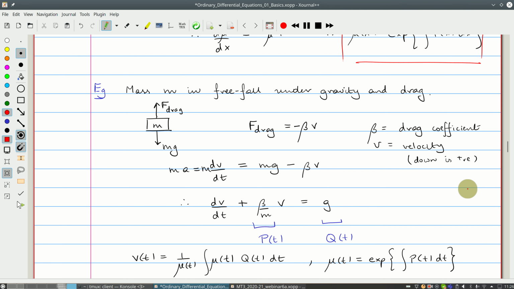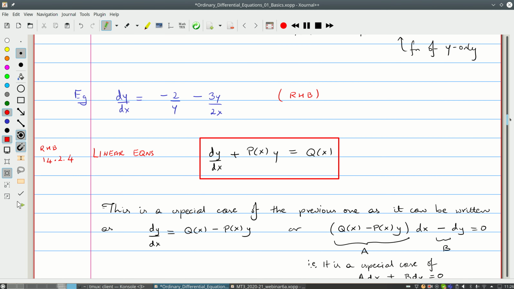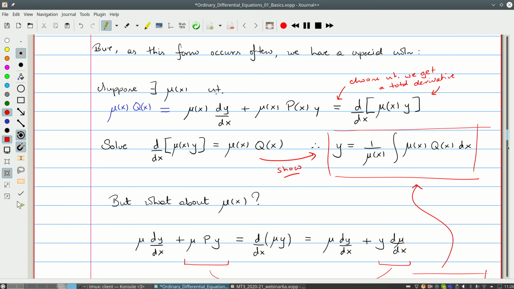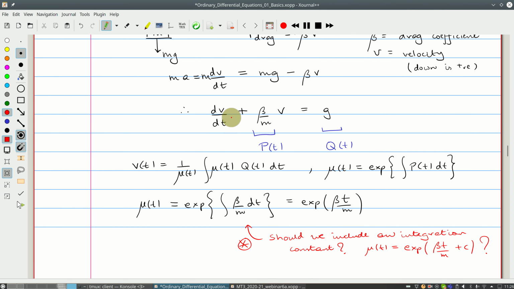Now if you compare it to the form we had above, which is here, then we can see that our independent variable is not position anymore, it's time. Everything is a function of time. And our function p of x is now p of t. It's just a constant, beta over m. And q is another constant, which is equal to g.